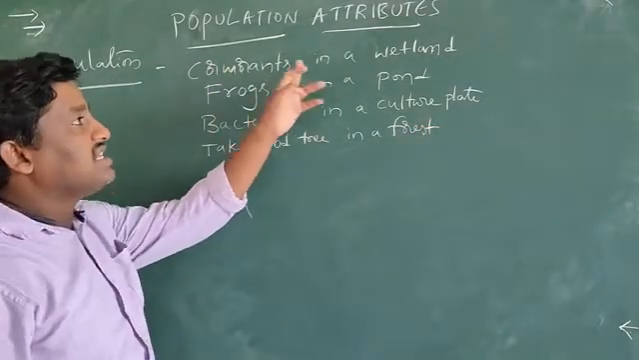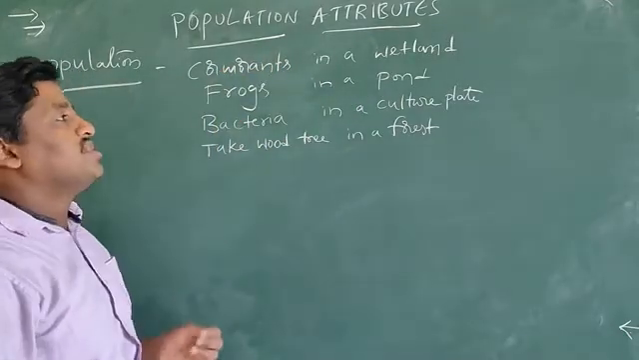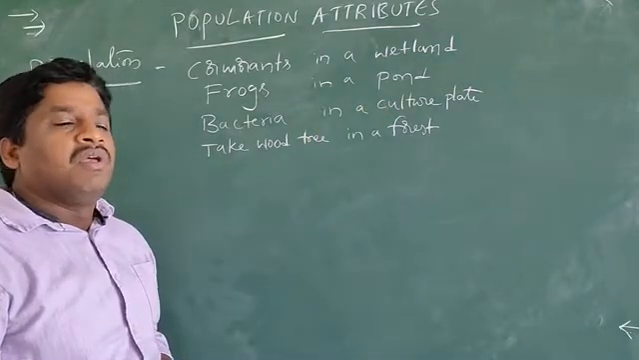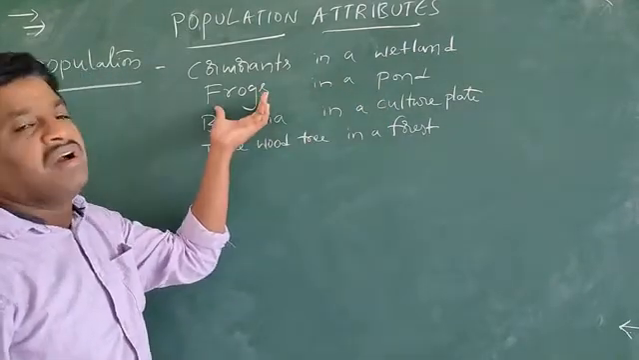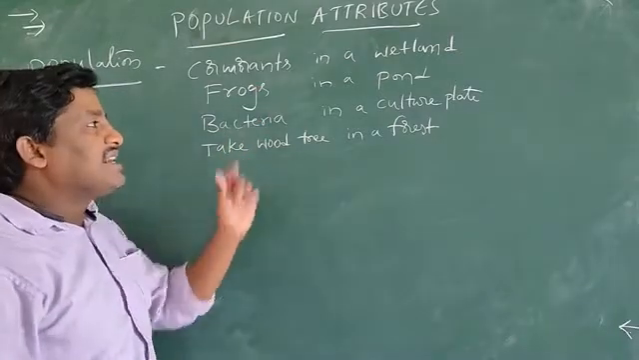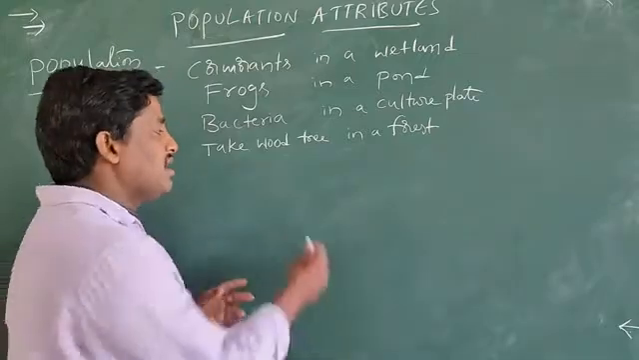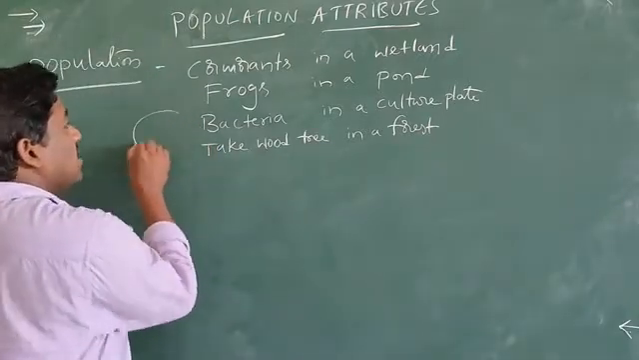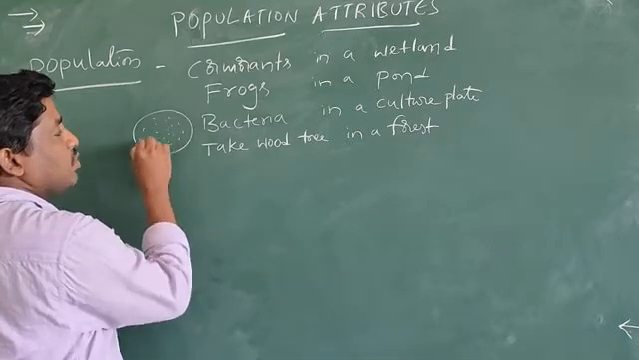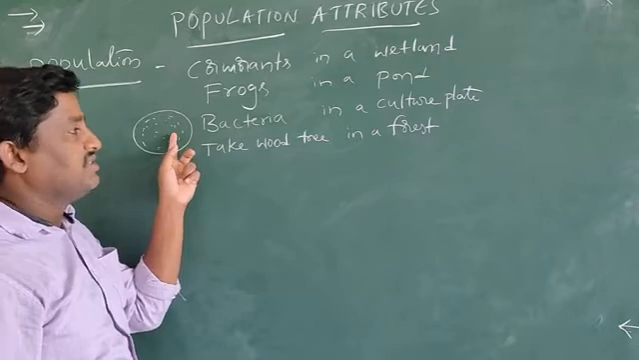So, cormorants in a wetland: in the wetland region, a group of cormorants is what you call a population. Frogs living in a pond: in the pond region, a number of frogs are living, and we call that a population. Bacteria in a culture plate: in laboratory conditions, see here, this is the culture plate, so a group of bacteria can be growing in a plate. We call that a population.